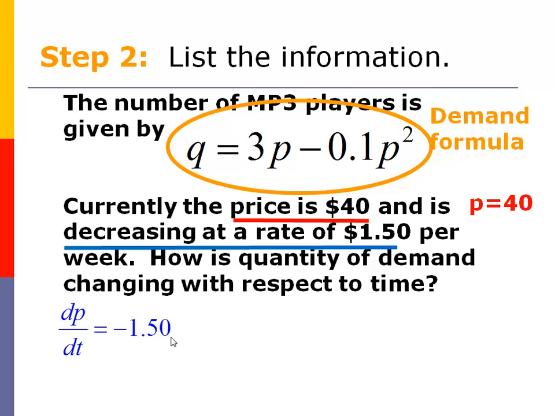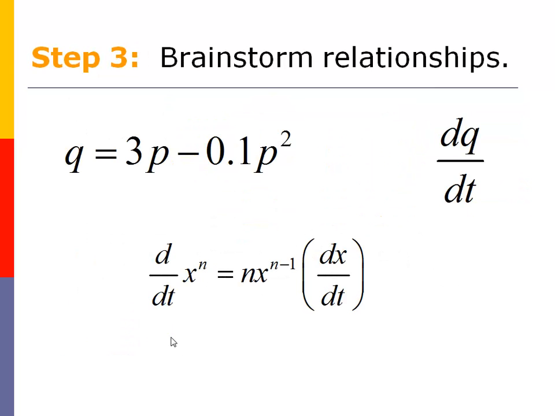Let's see, that does our information there. So step three, I'm just starting to brainstorm my relationships. What do I have to play with? I've got my formula for demand up there. I know that my goal is to find dq over dt. That's what I'm looking for. That's what I want. I want a nice formula.